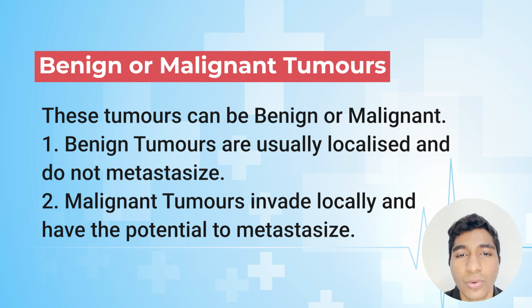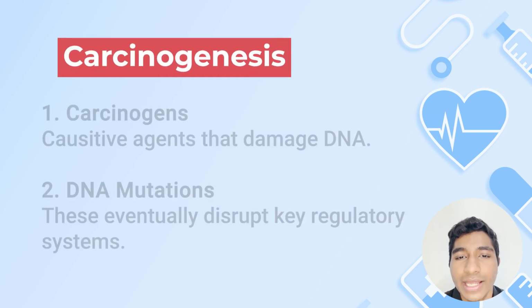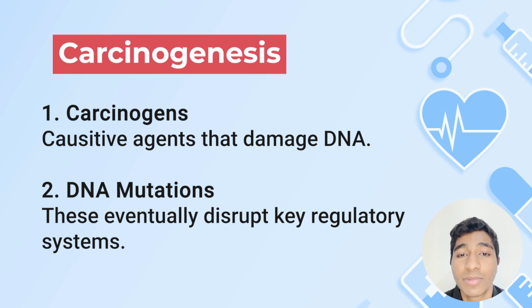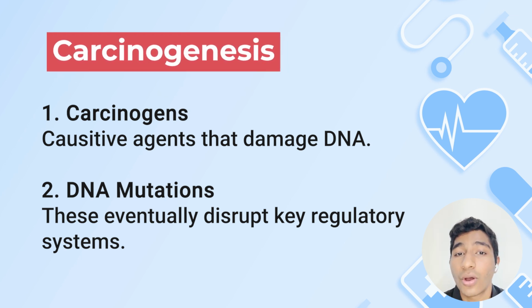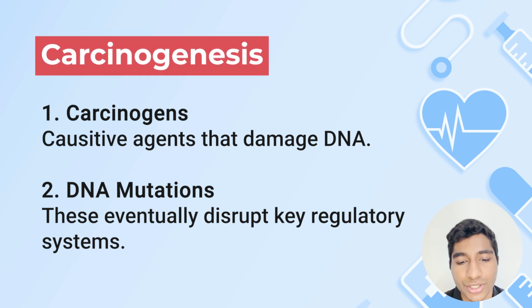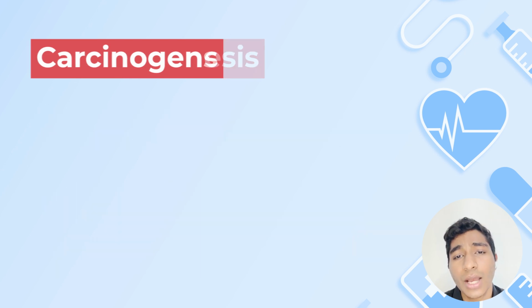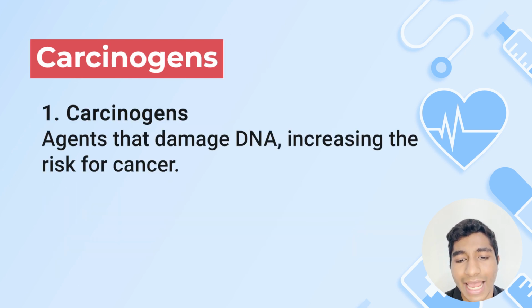So now after we know what neoplasia is, just a brief overview, we will look at the progression of this tumor, this entity called carcinogenesis. Looking at carcinogenesis as a whole, we can put it into two parts. The first part being the carcinogens or the causative agents causing DNA damage, and the second one being DNA mutations, which eventually disrupt key regulatory systems. Now, carcinogens are agents that damage DNA, increasing the risk for cancer.